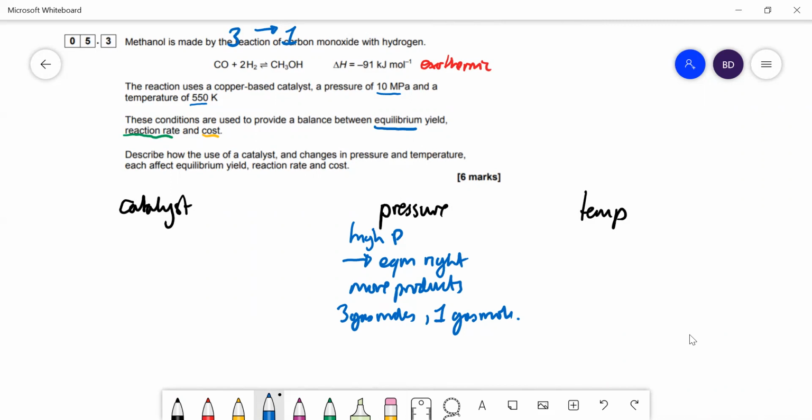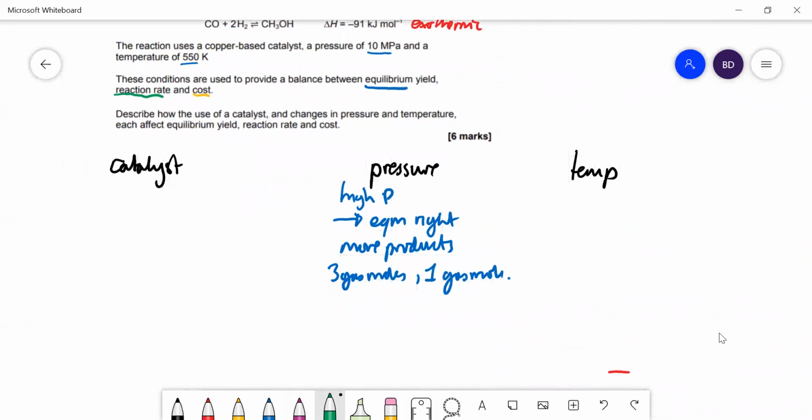Okay, let's talk about the reaction rate in green. Well, a high pressure is good for the reaction rate. You get a fast rate of reaction. And why is that? Because the molecules are closer together, so they're more likely to collide.